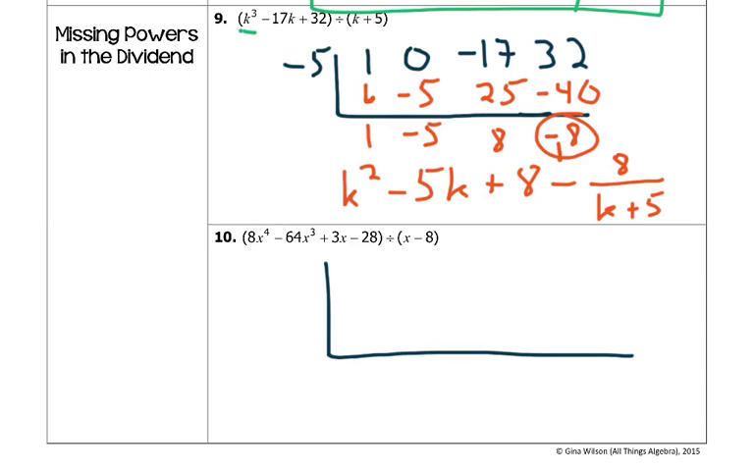So our first coefficient is 8. The next one's not missing. It's minus 64. Okay. This one is missing. X squared is missing, so we need to just fill in a 0. All right, plus 3. No, I don't need to write plus 3. I can just write 3, and then minus 28. And they all fit right there, nice and snug.